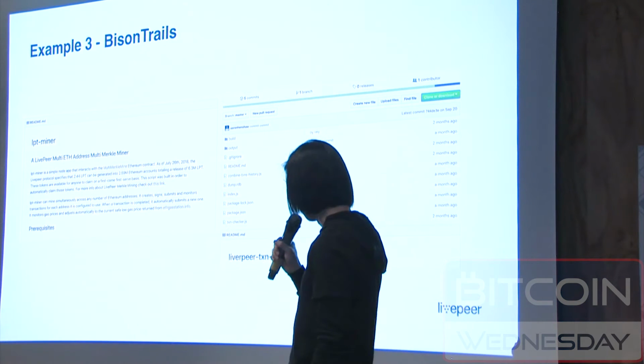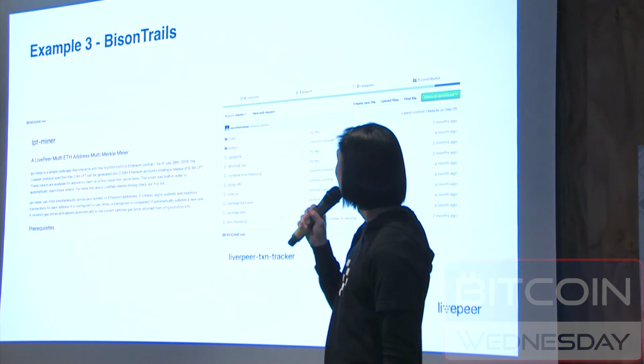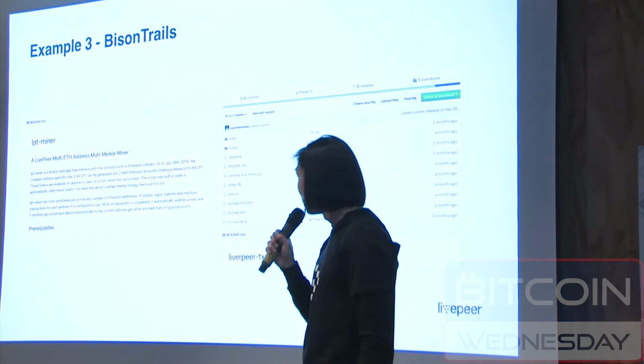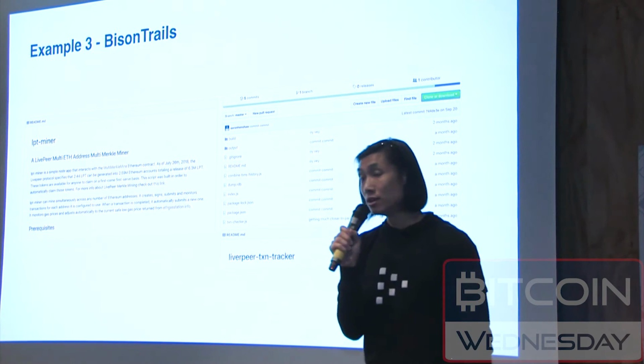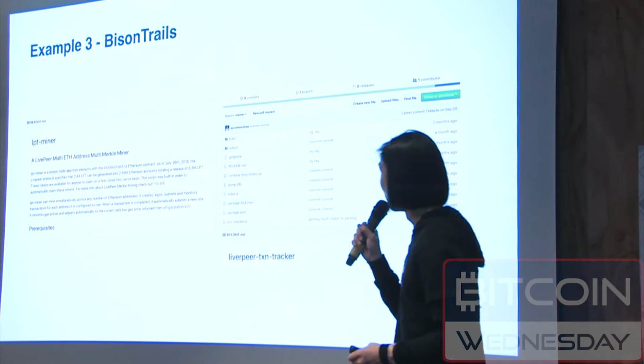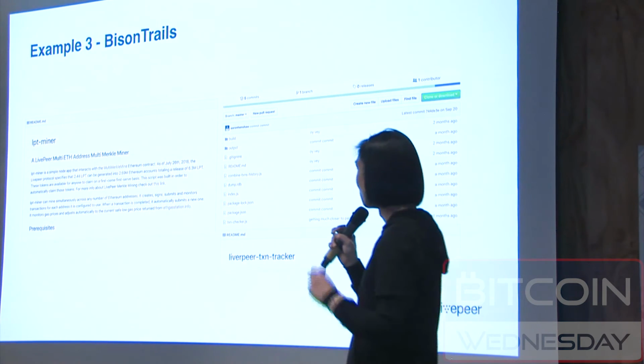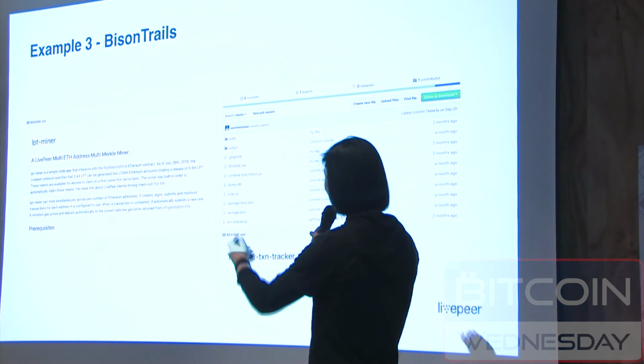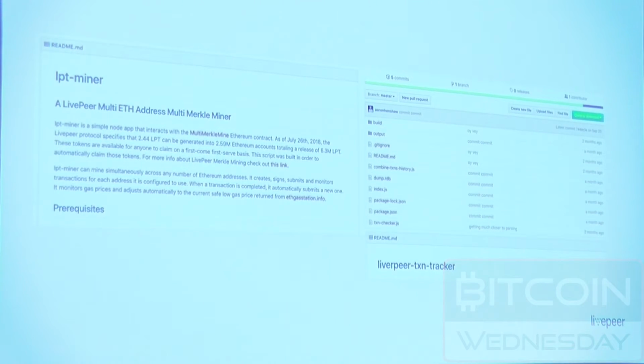And here's another example. It's a team called Bison Trails, and what they do is they specialize in running decentralized infrastructure in a scalable way. So they have open sourced many of their projects. They've helped people run mining nodes during the token distribution period for Livepeer, and they have also open sourced tools for helping people monitor their Livepeer nodes, so that if the nodes go down, they can be alerted and bring them back up.